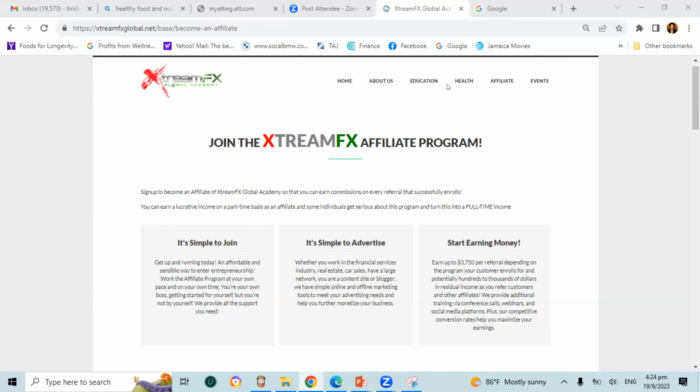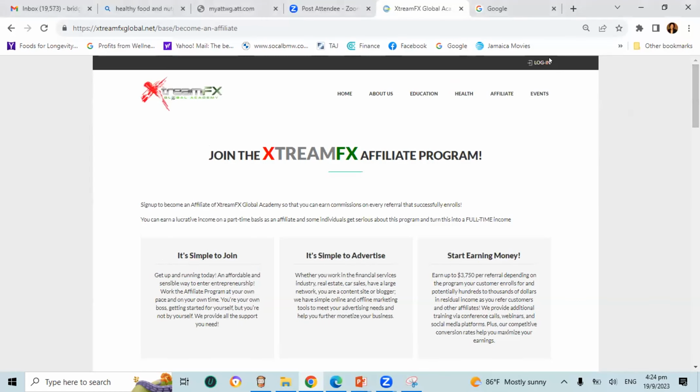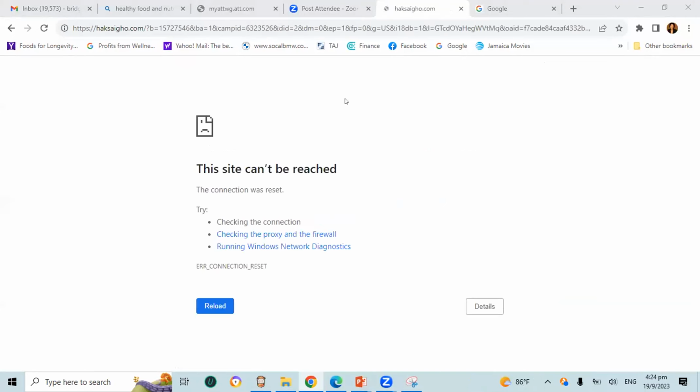If it's Xtreamfx, you will actually sign into the back office. Let me sign in so you see the back office of Xtreamfx right here real quick. You sign into the members only area. You get access to this area when you create a username and password, and you get that opportunity when you simply go to the website.